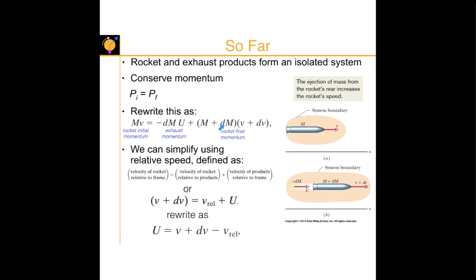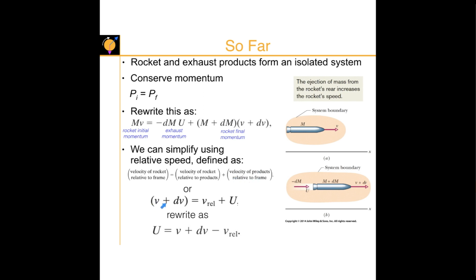So this is the rocket, and this dm is a negative number, so its mass is a little bit less, but it's moving a little bit faster. So the sum of this momentum should be equal to the sum of this momentum. And we're going to simplify a little bit here. We're going to write the velocity of the rocket relative to the frame, which is v plus dv, equal to the velocity of the rocket relative to the product, so how fast this rocket is moving relative to the stuff coming out of it, plus the velocity of the products relative to the frame.